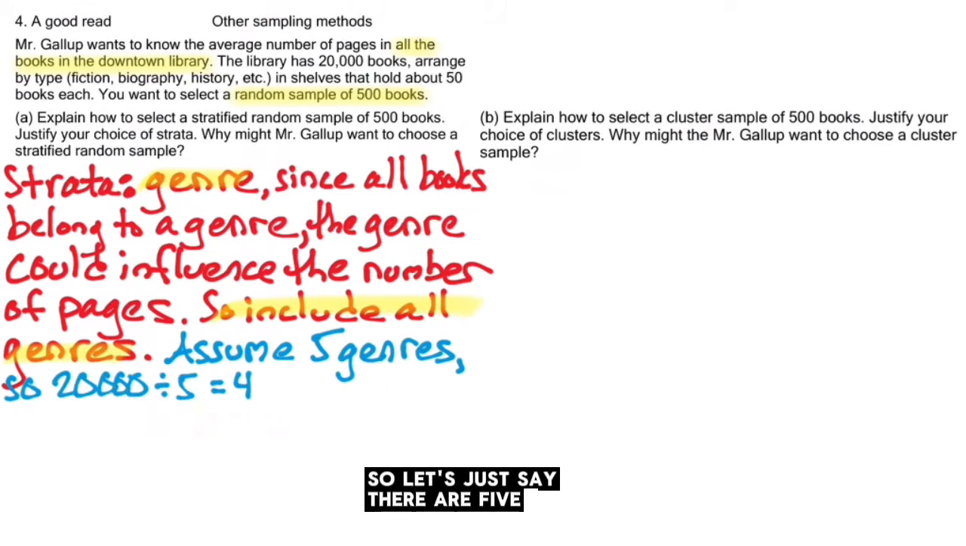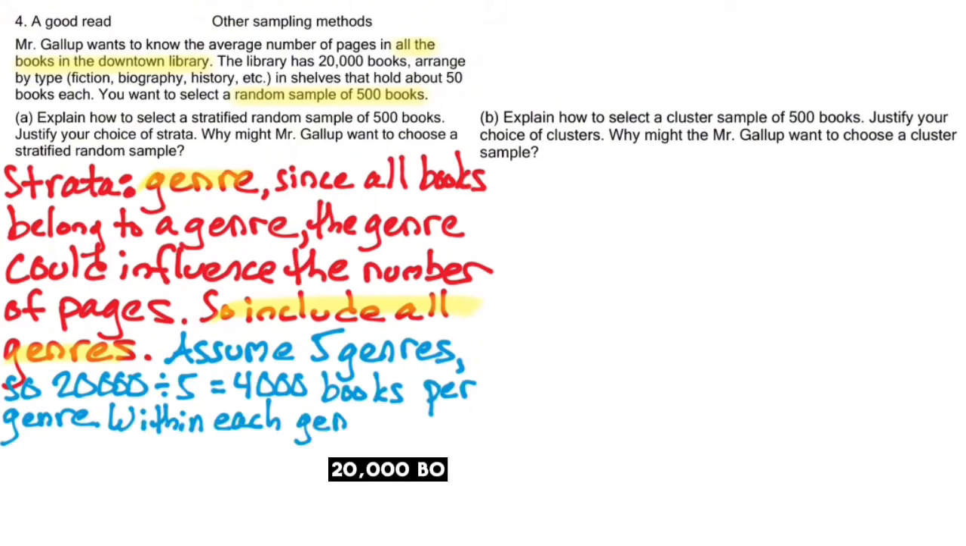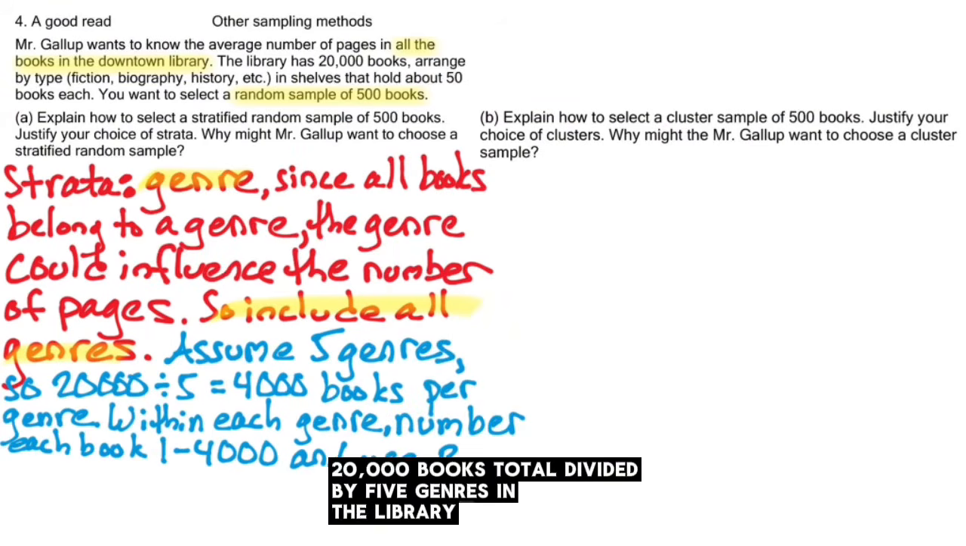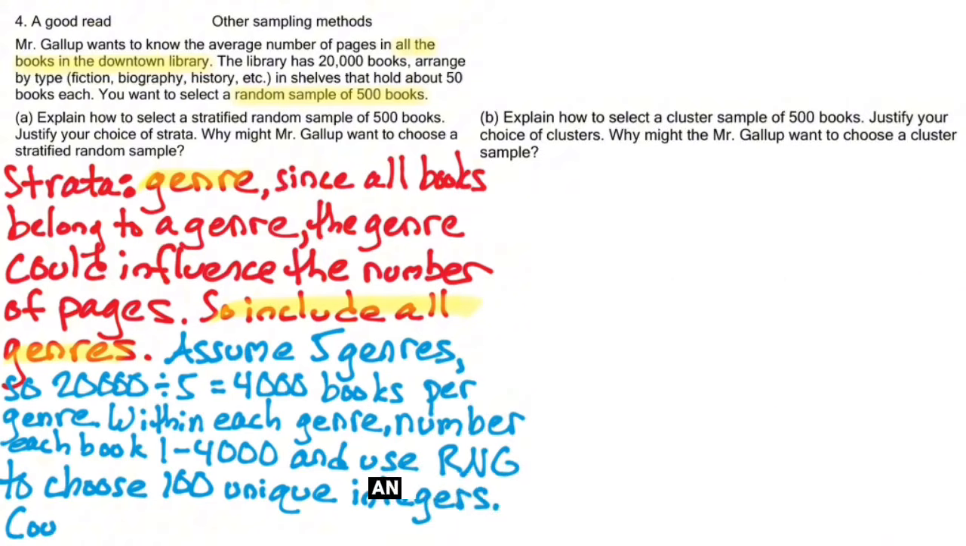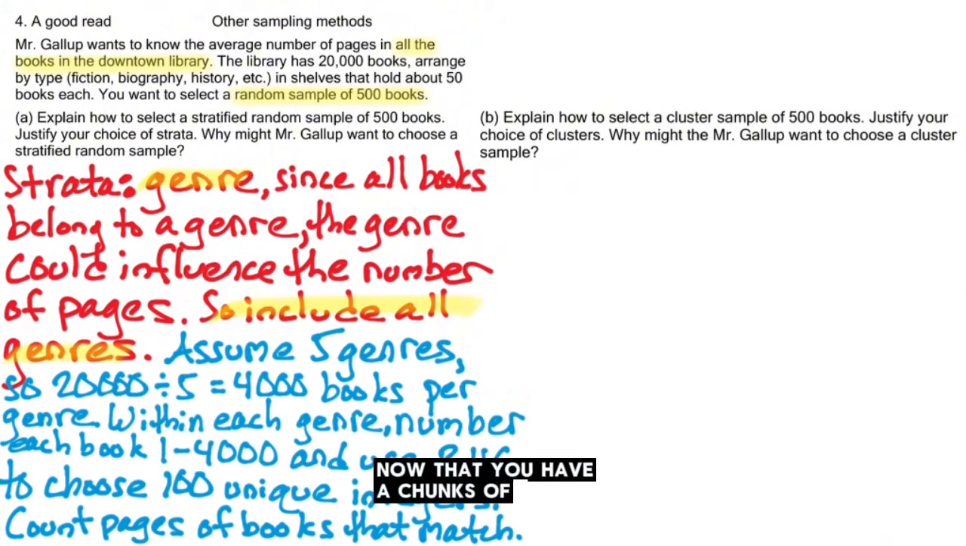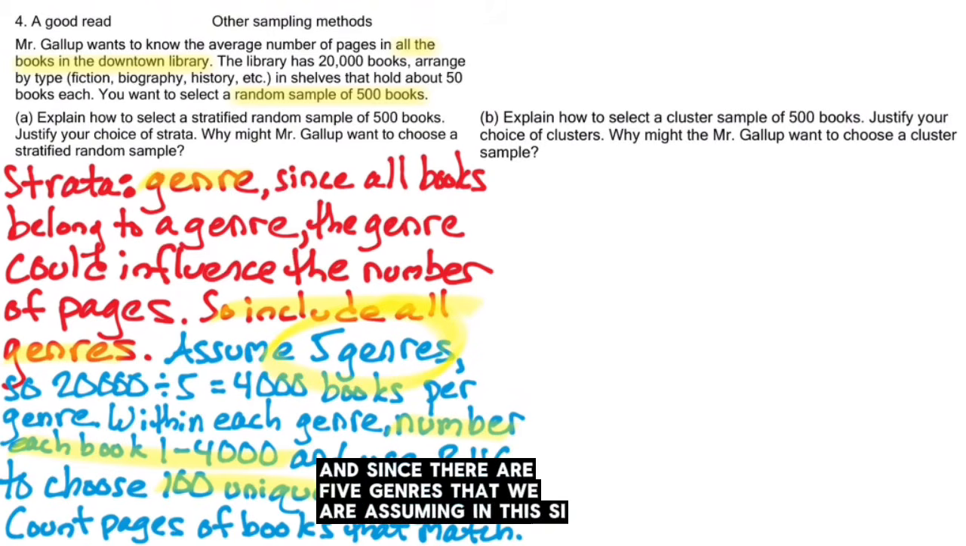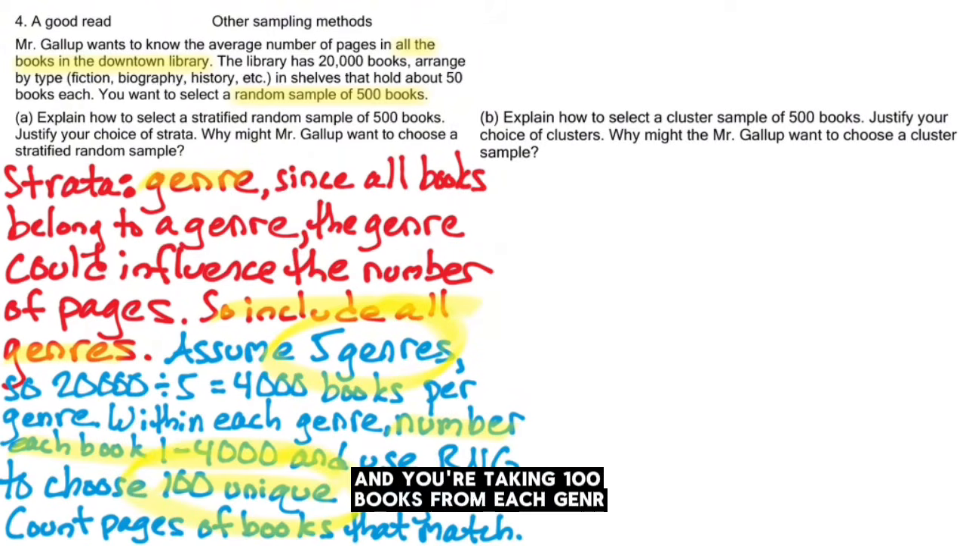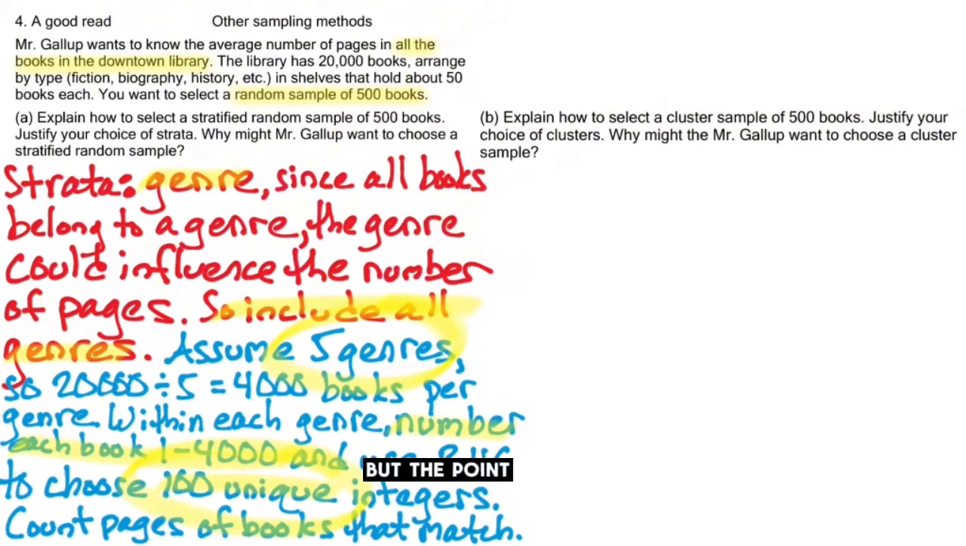So let's just say there are 5 genres, and doing some quick math, 20,000 books total divided by 5 genres in the library would be 4,000 books per each genre. And then that means now that you have chunks of 4,000 books per genre, you can now number each book 1 to 4,000 in some maybe alphabetical order or whatnot, and then just use a random number generator to choose 100 unique integers. And from each of those genres, you would take 100 books, and since there are 5 genres that we are assuming in this situation, and you're taking 100 books from each genre, that total would give you 500 books. But the point is, you took 5 genres in the entire library.